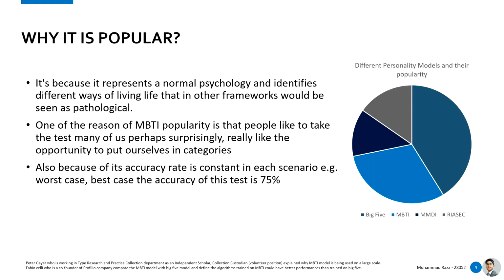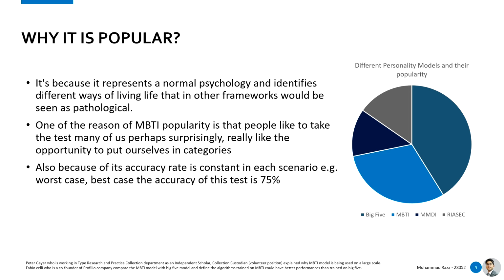Now the question comes to us: why is it so popular across the globe? There are some reasons. The first one is that it simply represents normal psychology and identifies different ways of living life that in other frameworks would be seen as pathological. The second reason is that people like to take the test, because perhaps surprisingly, many of us really like the opportunity to put ourselves in categories. And the third reason is that the accuracy rate of this test is constant among all cases, whether it is the worst case or best case, it has an accuracy of 75%.